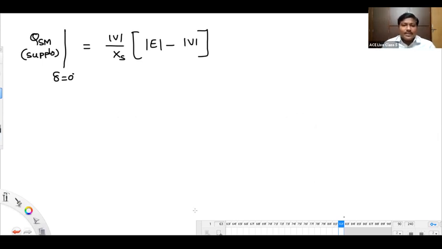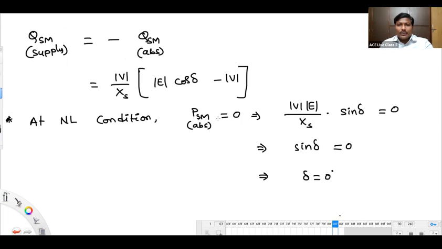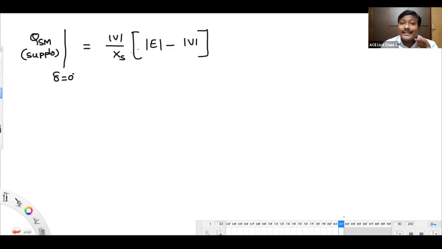One thing you have to observe here is this equation is not going away. Even though you say real power is 0, there is still an existence for the reactive power. This machine is capable of supplying or absorbing reactive power, even though it is operating under no load. The QSM supply will become positive whenever the internal EMF is greater than the terminal voltage. It is negative, meaning it absorbs, whenever the internal EMF is less than the terminal voltage.